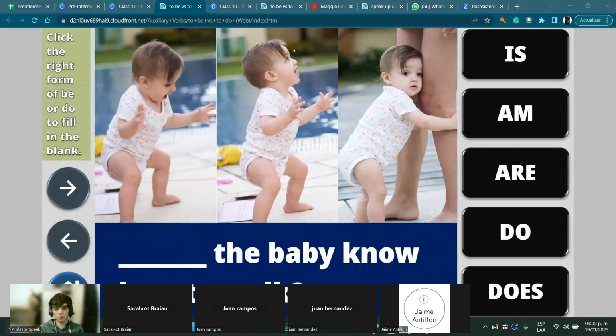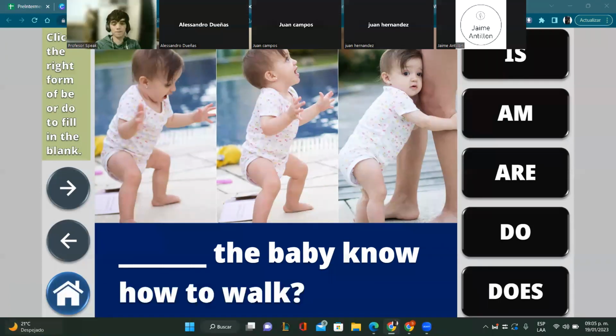Let's see. Alessandro. Are the baby know how to walk? Are the baby. How many babies do you see? Oh, sorry. Is the baby? It's the same picture. Is the baby know how to walk? I want you to pay attention to the verb. What's the main verb? What is the main verb? Walk.